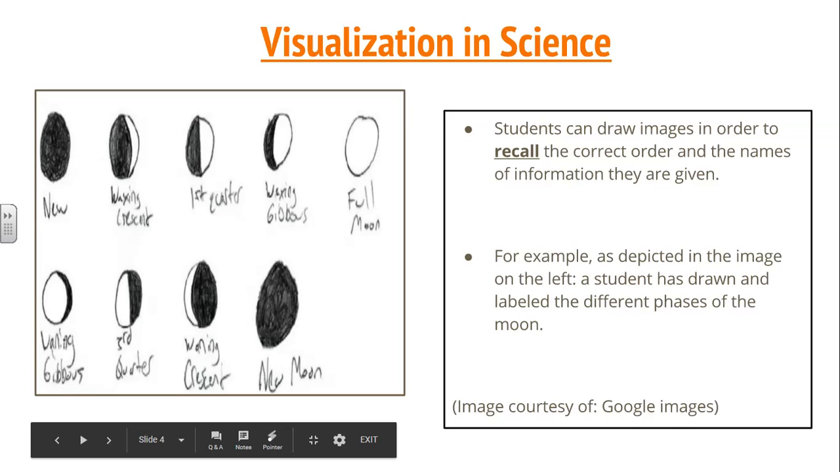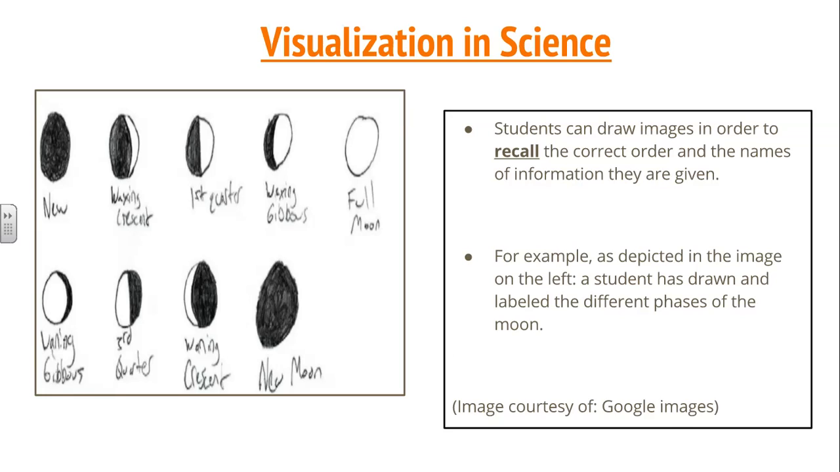Students can also draw images in order to recall the correct order and names of information given. For example, right next to this we have the phases of the moon. By coloring in the different phases of the moon, students can make sure they remember them.